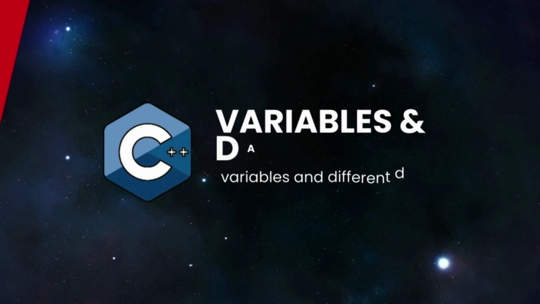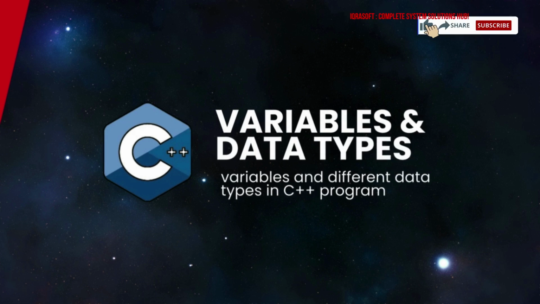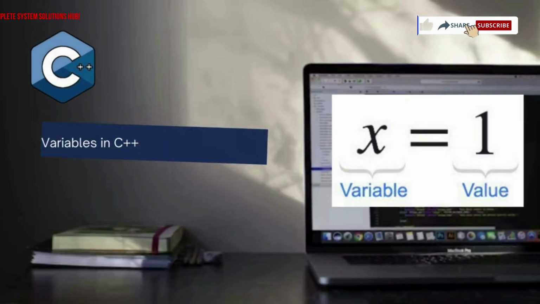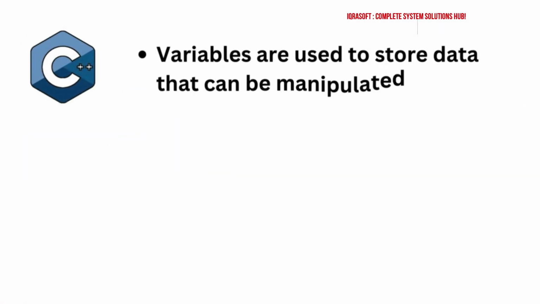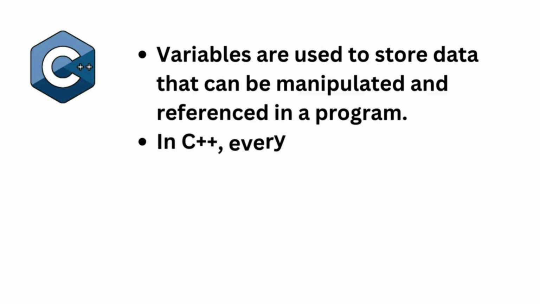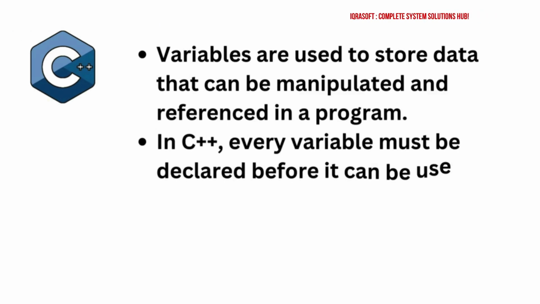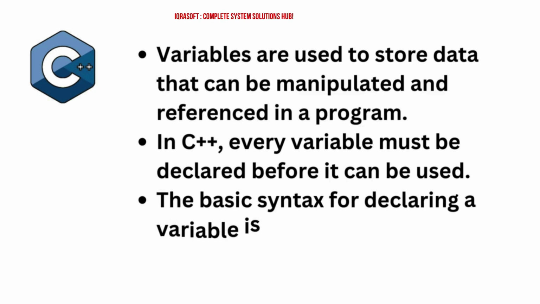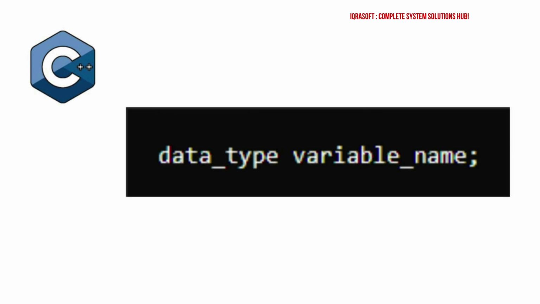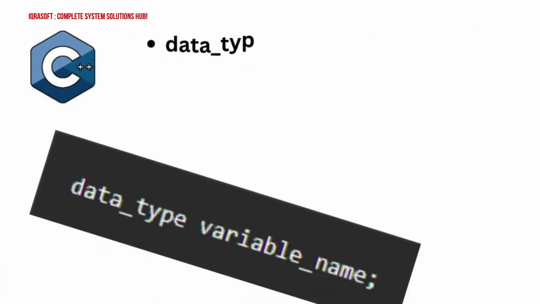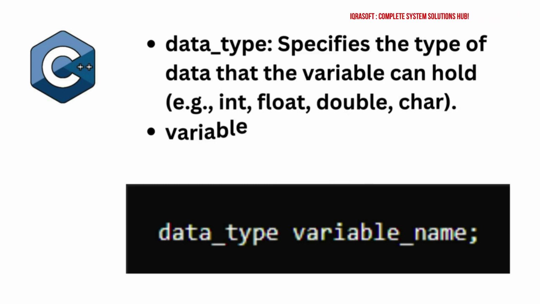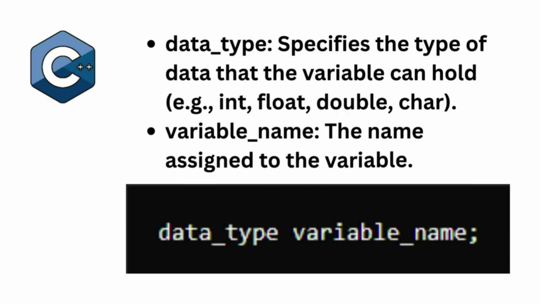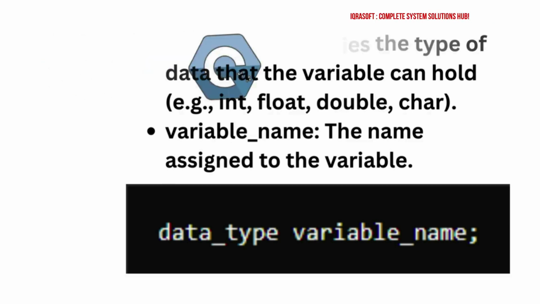Variables and data types, variables and different data types in C++ program. Variables in C++. Variables are used to store data that can be manipulated and referenced in a program. In C++, every variable must be declared before it can be used. The basic syntax for declaring a variable is data_type variable_name. data_type specifies the type of data that the variable can hold, e.g., int, float, double, char. variable_name, the name assigned to the variable.